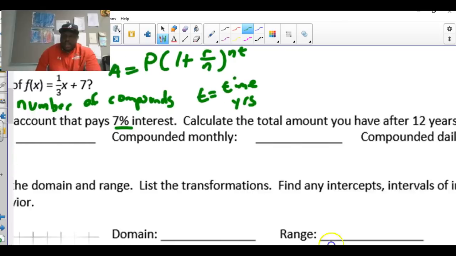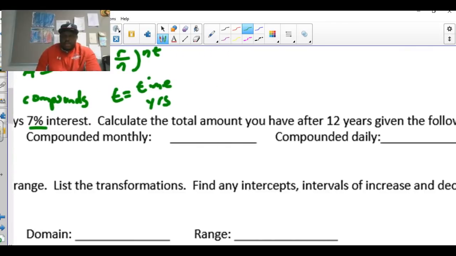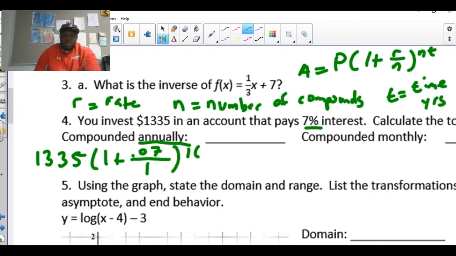And they told us that it's 12 years. So it's 1 times 12. And guys, these equations right here, you can put straight into your calculator, just as you have them presented. So when you do that, you end up here with $3,006.68. So that's compounded annually.